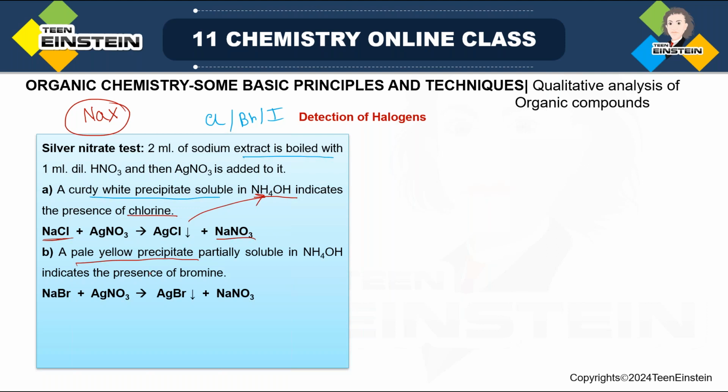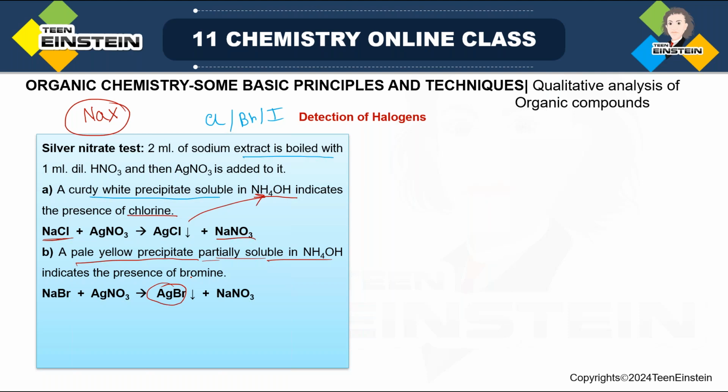Even if you are having any confusion, when you add NH4OH solution in the second step, and you see that it is not fully soluble, it is partially soluble, then it will prove the presence of bromine. So AgBr, unlike AgCl, which is fully soluble in NH4OH, is not fully soluble in NH4OH. That is the reason it will be partially soluble. So these are the slight differences which will help us to understand which halogen is actually present.